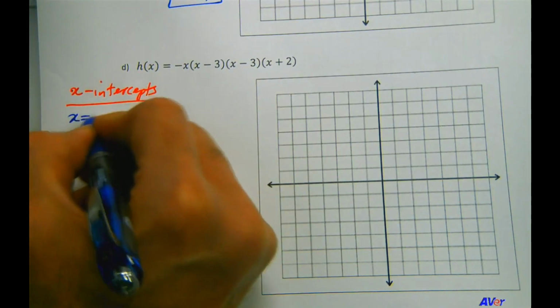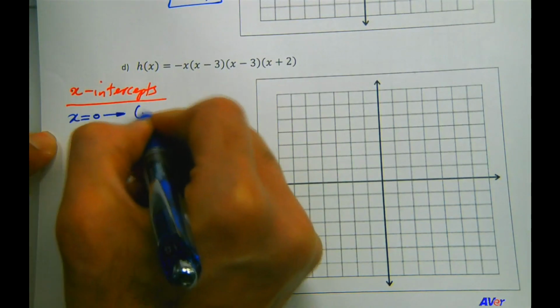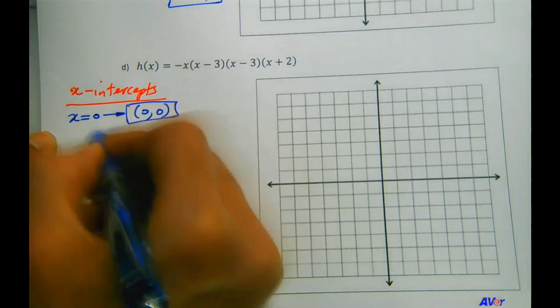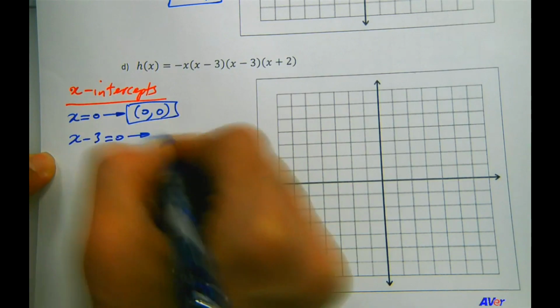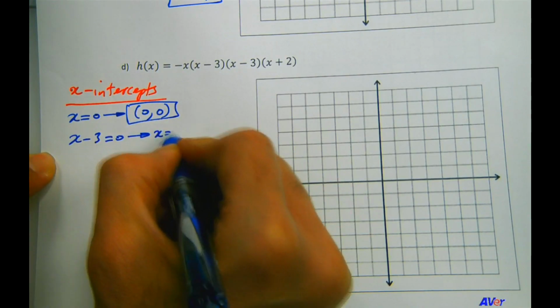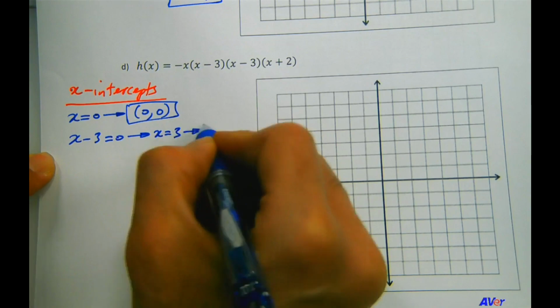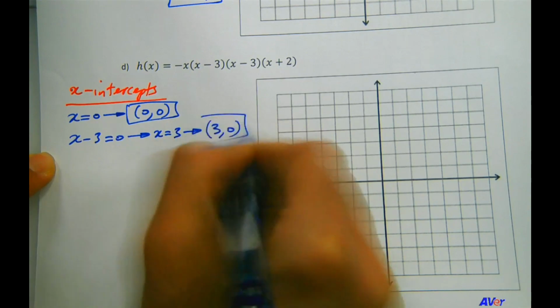So x equals 0, that means (0, 0) is the x-intercept. Set x minus 3 equals 0, then x equals 3. So we have (3, 0) as a zero.